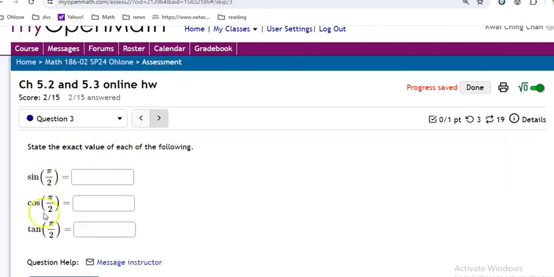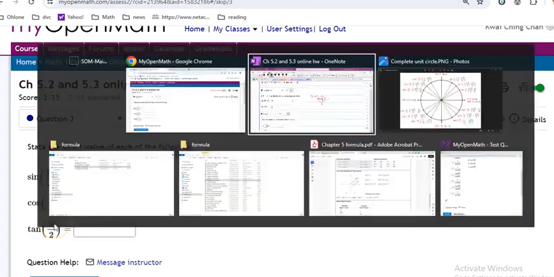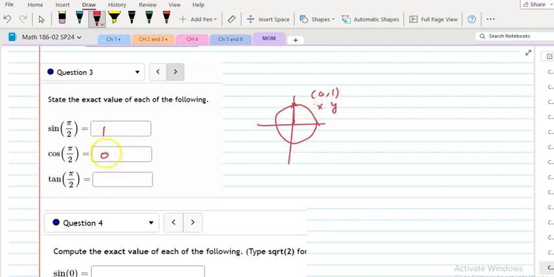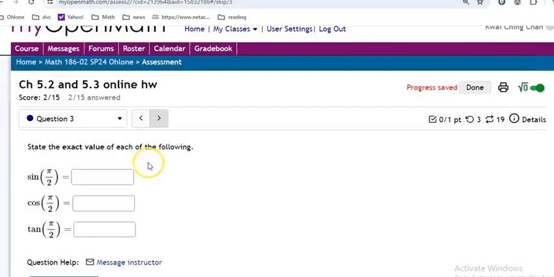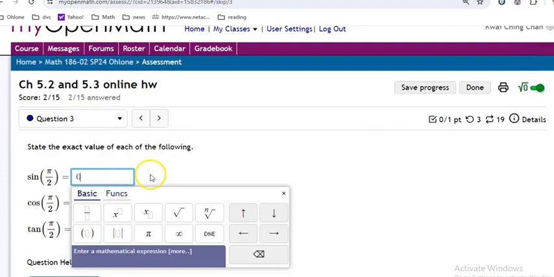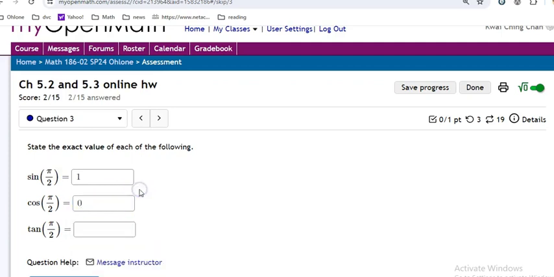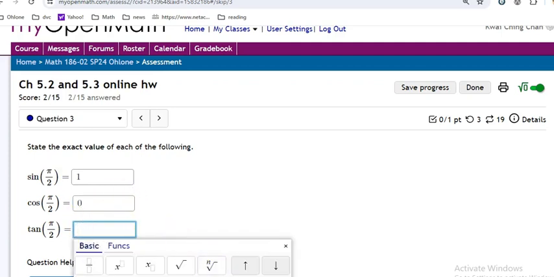Okay, so what is sine pi over 2, cosine pi over 2, and tangent pi over 2? So we would draw the unit circle, and pi over 2 is here. The unit circle point is 0, 1, x, y, cosine, sine. So cosine is 0, sine is 1. But what about tangent? Y over x, that's undefined. Cosine is 0, and tangent is undefined, does not exist.